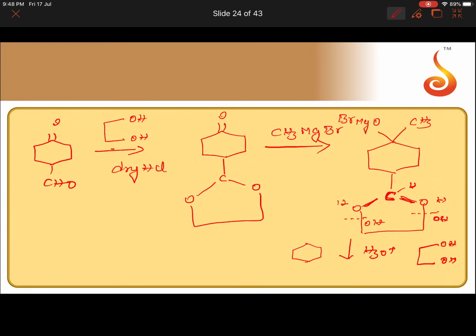So what will I get finally? OH, CH3, CHO. This is the final product. Now this is acetal formation. This is ketal formation, which is used to protect the carbonyl group.